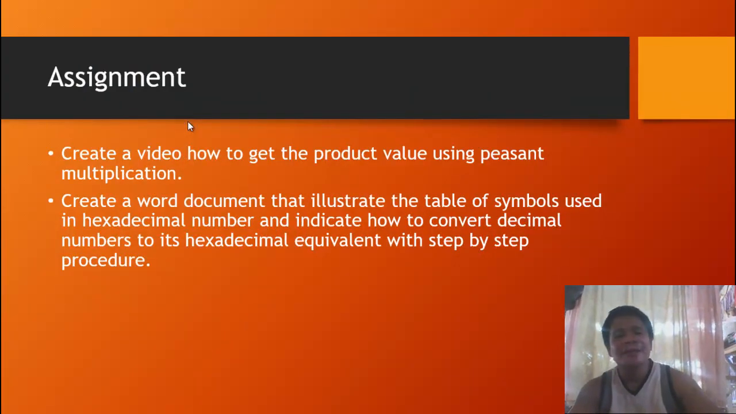For your assignment, you have to create a video on how to get the product value using peasant multiplication. Second, create a Word document that illustrates the table of symbols used in hexadecimal numbers and indicate how to convert decimal numbers to their hexadecimal equivalent with step-by-step procedures.